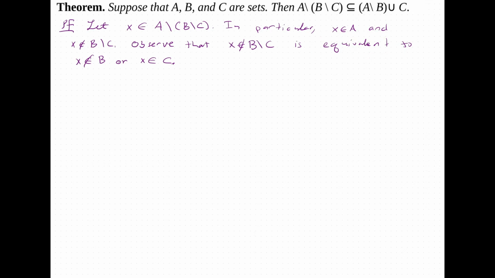And so now, with that, we have our assumption. So we have x is in A, and x is not in B or x is in C. And so now we have two cases. The x is in A is always going to be with us, but now we have the two cases, x is not in B, or x is in C. And so we can go ahead and now proceed by cases. So we now proceed by cases.